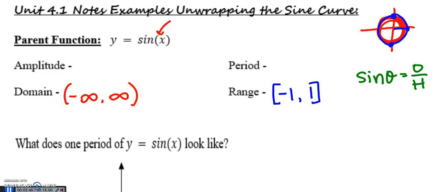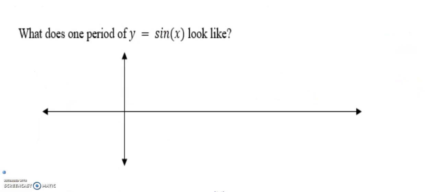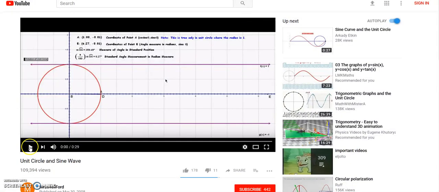All right, well, amplitude was half the distance of the range. So if I'm going from negative 1 to 1, my range really is a total of 2, which means my amplitude is half of that, which will be 1. The period is how long it takes to complete one cycle. One cycle all the way around is 2 pi before I start repeating those sine values. To help us visualize what's happening with this sine curve, we're going to look at this quick YouTube video.